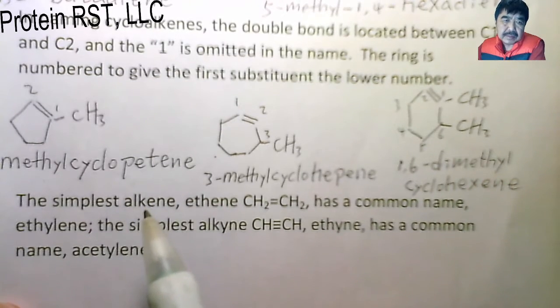The simplest alkene is called ethene. CH2CH2 has a common name called ethylene. The simplest alkyne, CHCH, ethyne, has the common name called acetylene.